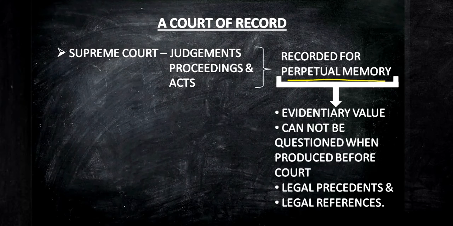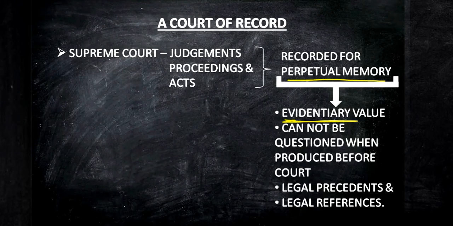Now what do you mean by perpetual memory? Such a file which contains the activities, proceedings and judgments of the Supreme Court will be useful for the judges to deal with other similar cases in future. So those particular records are used as evidence. Is it clear? So those recorded cases have evidentiary value, and whatever judgments are given in the Supreme Court are recorded.